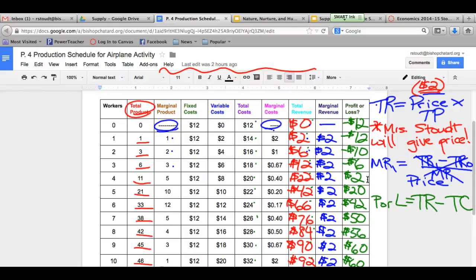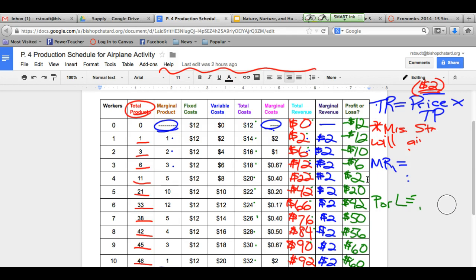Great. Now what? All right, now that you have the whole thing completed, now you can actually look at your break-even point and your profit maximizing point. So I'm going to erase these equations on the side because they're kind of distracting when I'm looking at this.